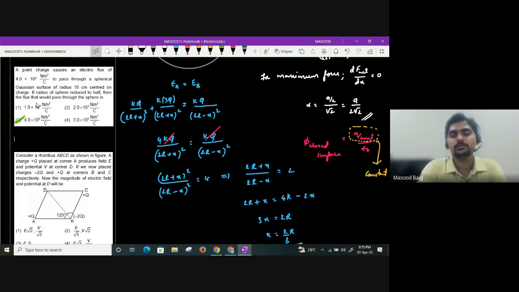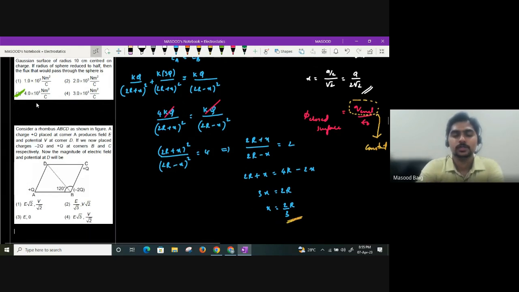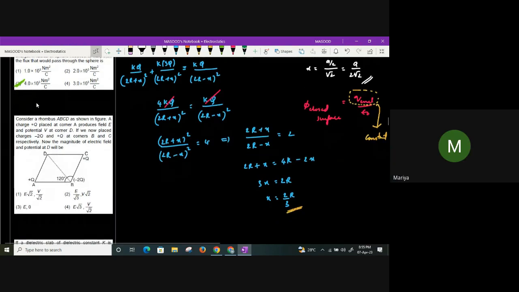Understood why on changing the radius, the charge inside the sphere is not changing. So charge enclosed is not changing means flux is not going to change. Understood, all of you? Yes, yes, sir.